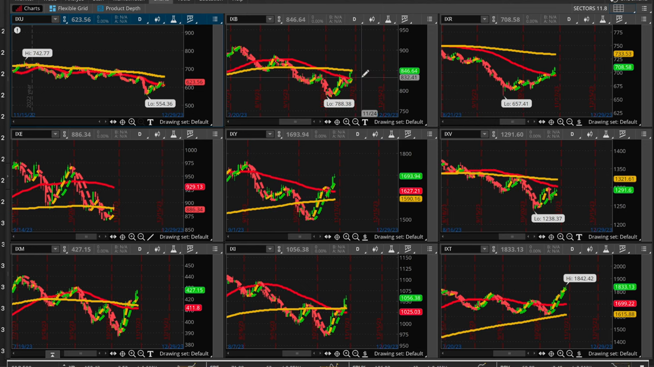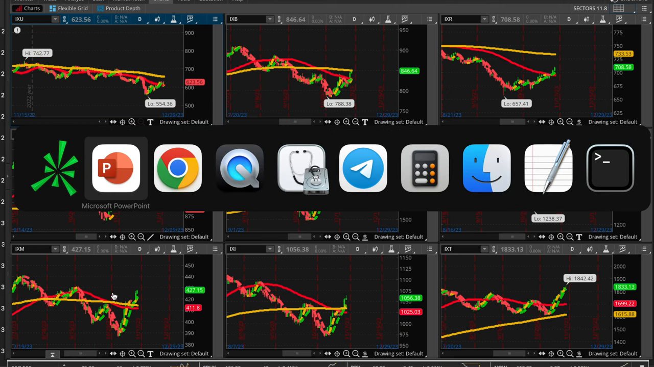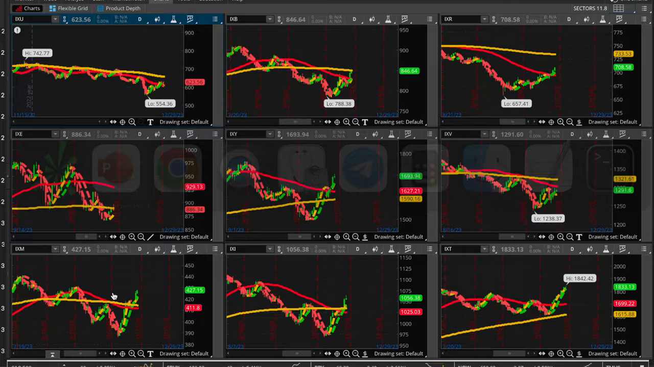With the IXB, we're above one, mostly two. But these are the most bullish ones right here, right? The IXY, the IXI, the IXT, and the IXM. So those are the sectors that are moving in the more bullish manner. So we want to make sure that we capture these in our analysis.